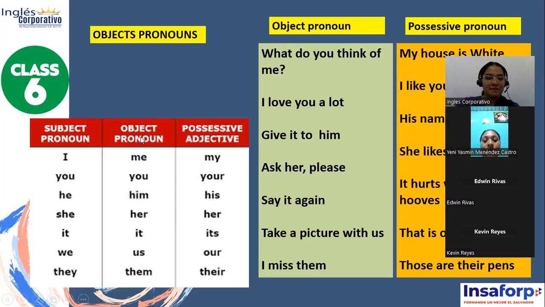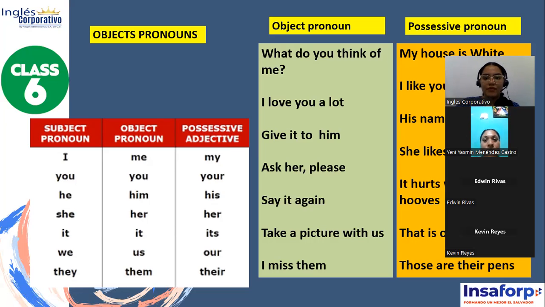Okay, so object pronouns, o sea, los que están acá, normalmente siempre van después del verbo y es el que indica que la acción va para esa persona. So in this case, me, entonces si decimos me, la acción es para mí. Si decimos you, la acción es para ti. Si decimos him, el que recibe la acción es él. And her is she, right? So it's different. Subject pronoun es el que utilizamos al inicio de cada oración. I go to the park, you watch TV. The object pronouns es el que recibe la acción y va después del verbo. And the possessive adjective is when we talk about items that belong to another person, como artículos que pertenecen a otra persona.